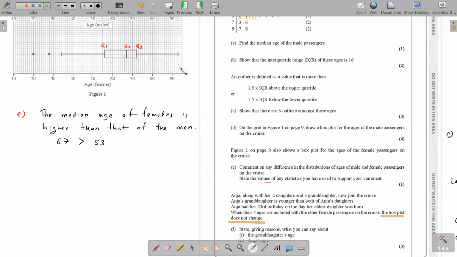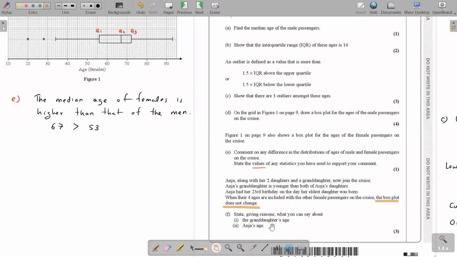Why would there be no difference in a box plot? If there's no difference, then what can we say about the granddaughter's age, and what can we say about Anja's age? I'll say A here. So how can we understand this? How can we figure out where to put these ages? The first thing you need to understand here is what conditions you require to have no change in the box plot.